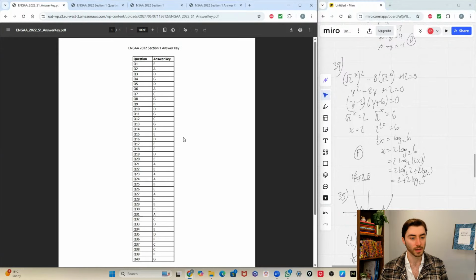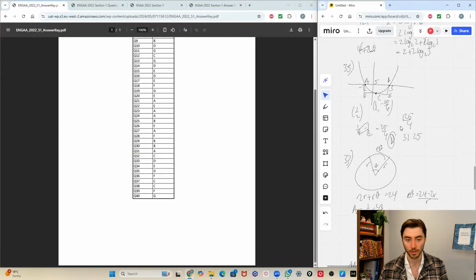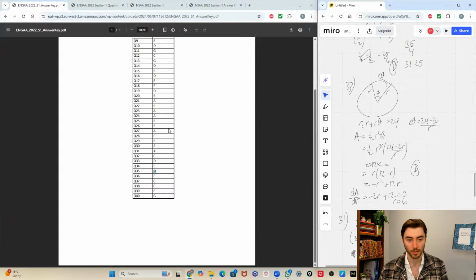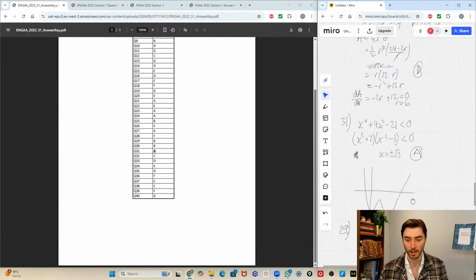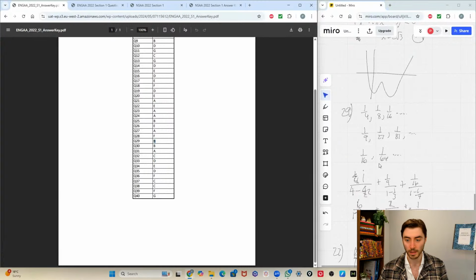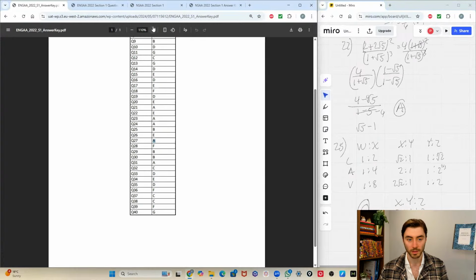ENGAA answer key. 39, is it F? Yep. 35, D? Yep. 33, D. 31, A. 29, B. 27, A. Let me zoom in a bit just in case you need it.